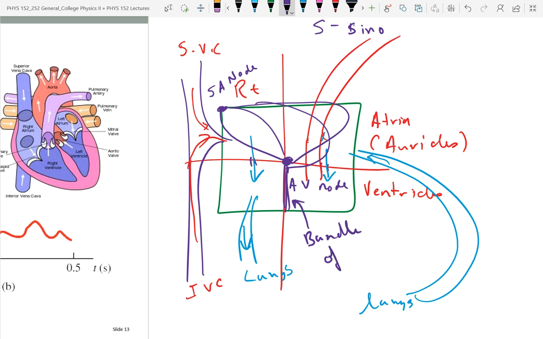And if you don't know your anatomy, you call it His. And then you have these little Purkinje fibers that go into the ventricle and put the electrical signals into the ventricle for it to depolarize. So it's a rather complicated system.